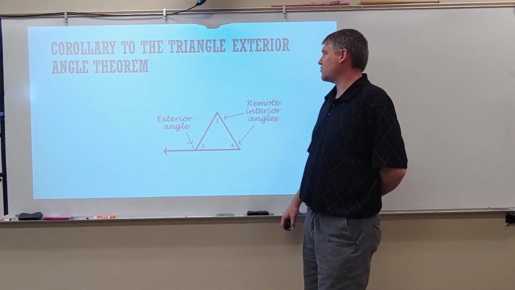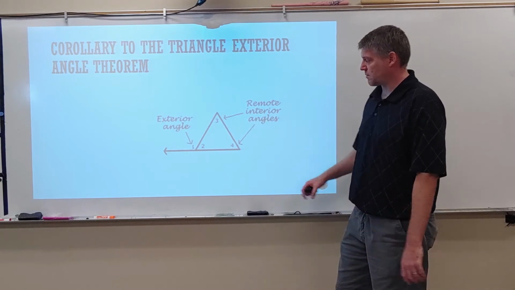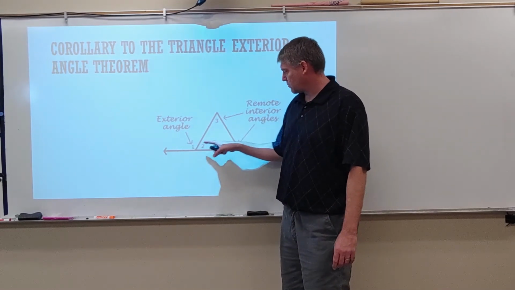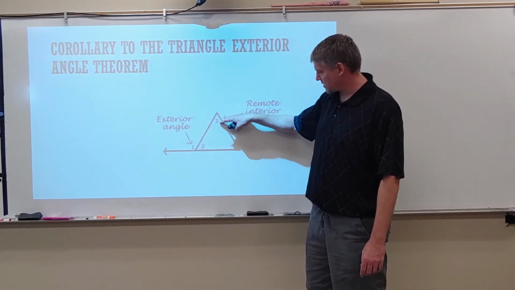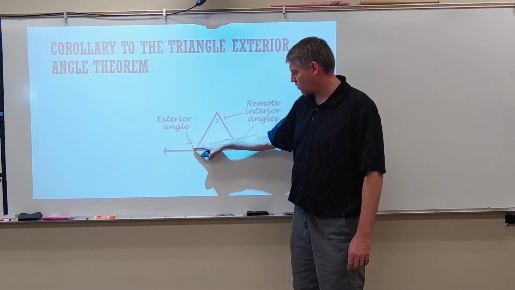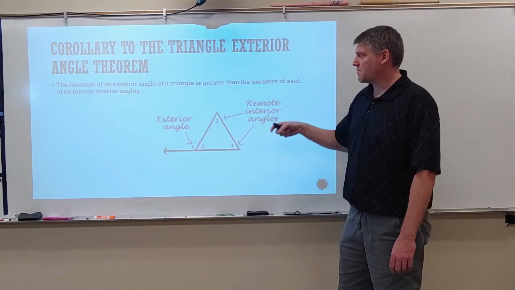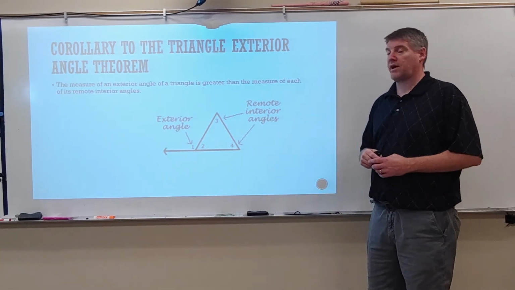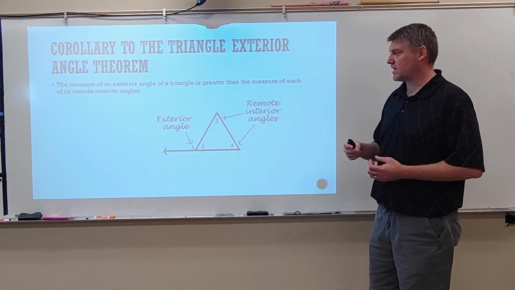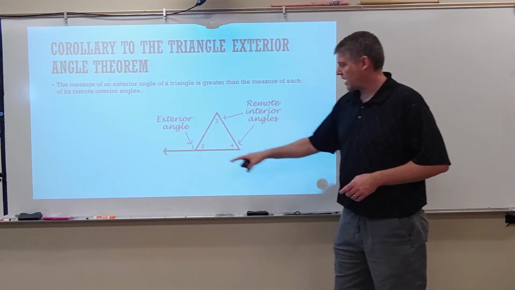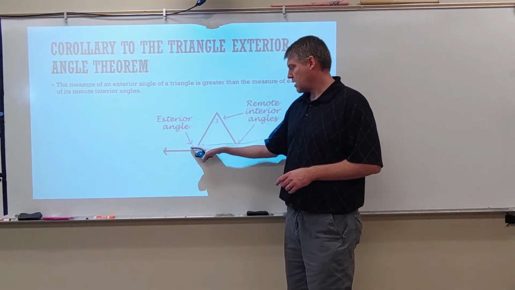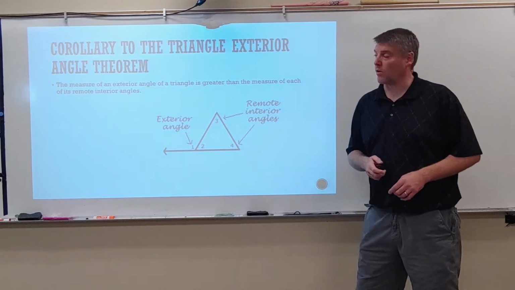The corollary to the triangle exterior angle theorem. Remember the exterior angle we said was equal to the sum of the remote interiors. So angle 1 is equal to 3 plus 4. The measure of the exterior angle of a triangle is greater than the measure of each of its remote interiors. Angle 1 is greater than angle 3. Angle 1 is greater than angle 4.